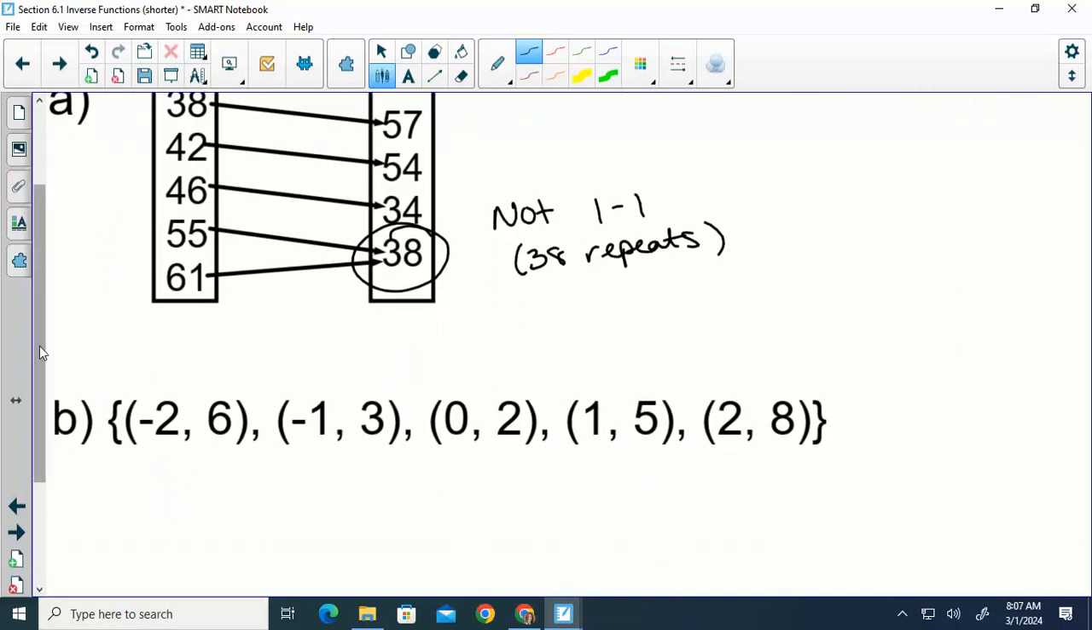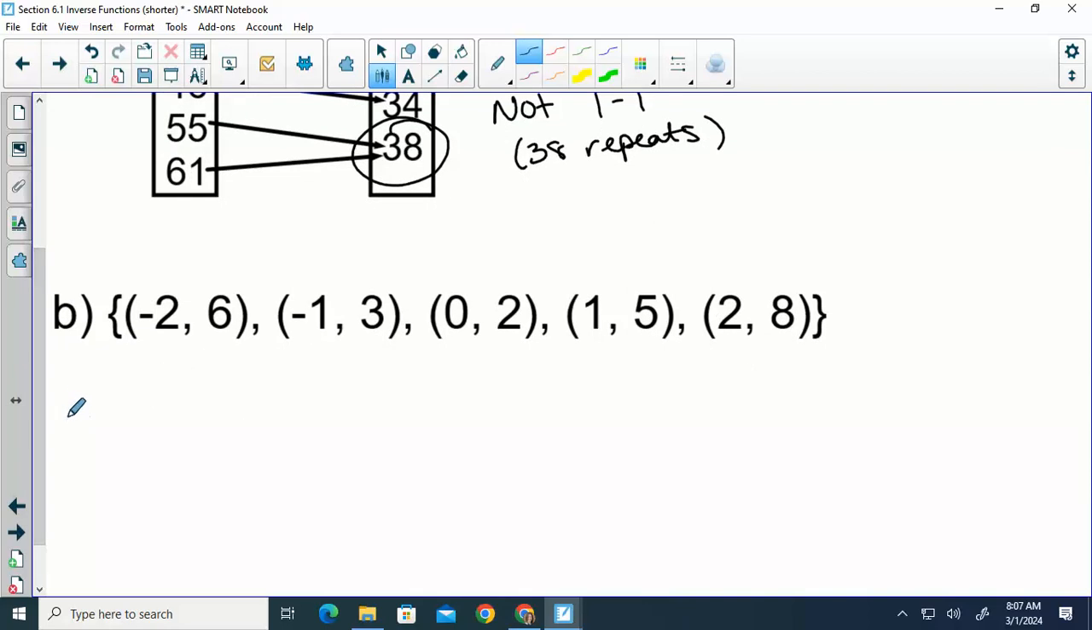B. This is looking at a set of ordered pairs. So if I'm looking at this, is that one one-to-one? Yes. You look at all your y values, they are all different. So that one is one-to-one.